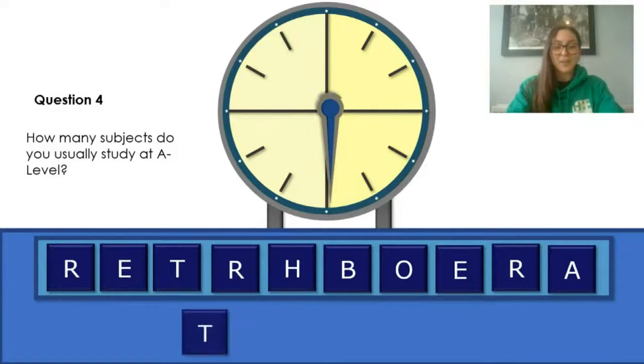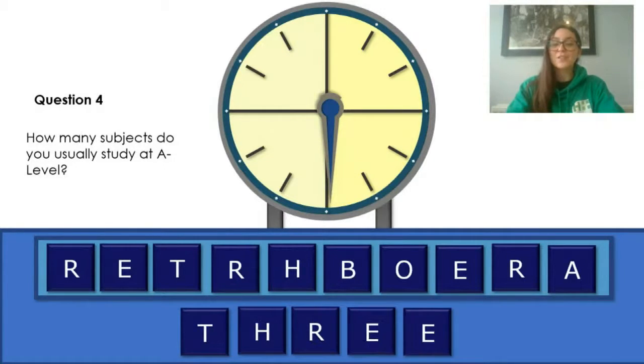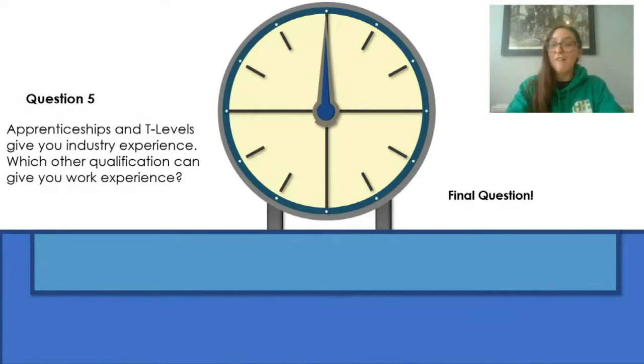Let's have a look. The answer is, of course, 3. So, how many subjects do you usually do at A-level? The answer is 3. Some people do more, usually just one more, and some people do less. You can choose about 4 in your first year of A-levels, and if you want to drop one, you can. That's what I did.